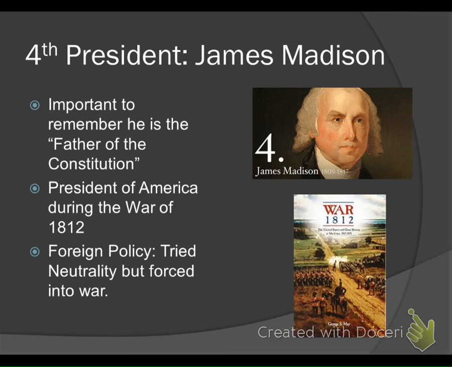Our fourth president was James Madison. Okay, he was the father of the Constitution, and he was the president of America during the War of 1812. He tried to follow Washington's advice and stay neutral, but he was forced into war by the British.